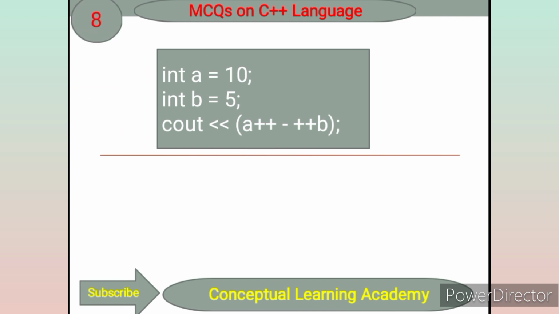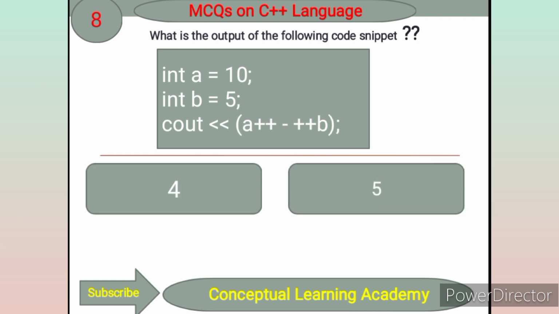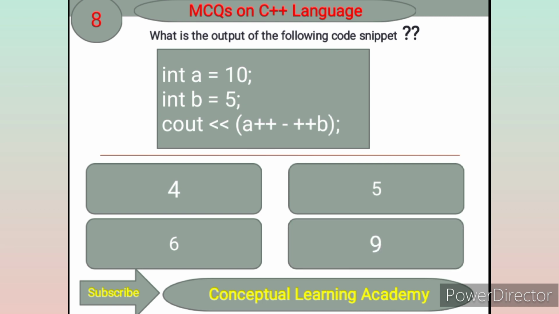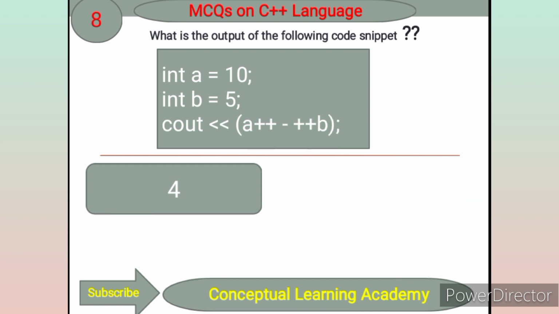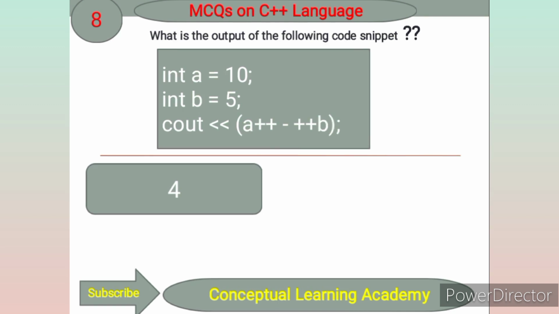Next, question number 8. What is the output of the following code? int a = 10, int b = 5, cout a++ - ++b. Option number 1 4, option number 2 5, option number 3 6, option number 4 9. The correct answer is 4. Here if we interpret this code, the a value is 10 and the b value is 5. After the increment operator, the b value will be 6, so 10 minus 6 is equal to 4.